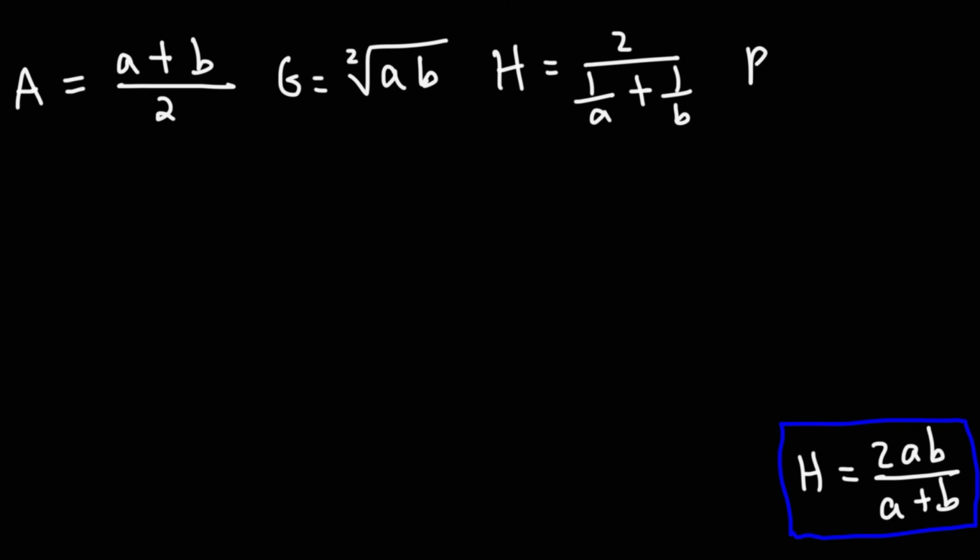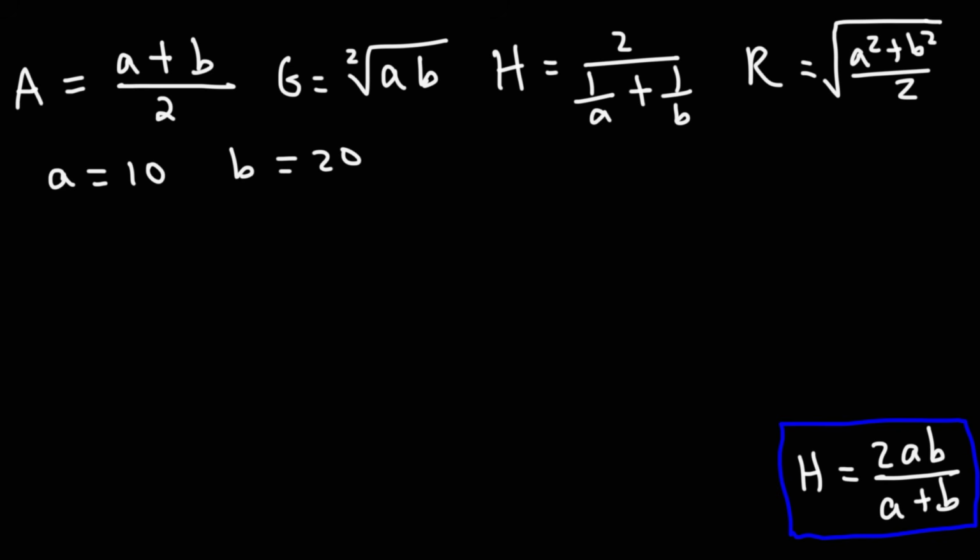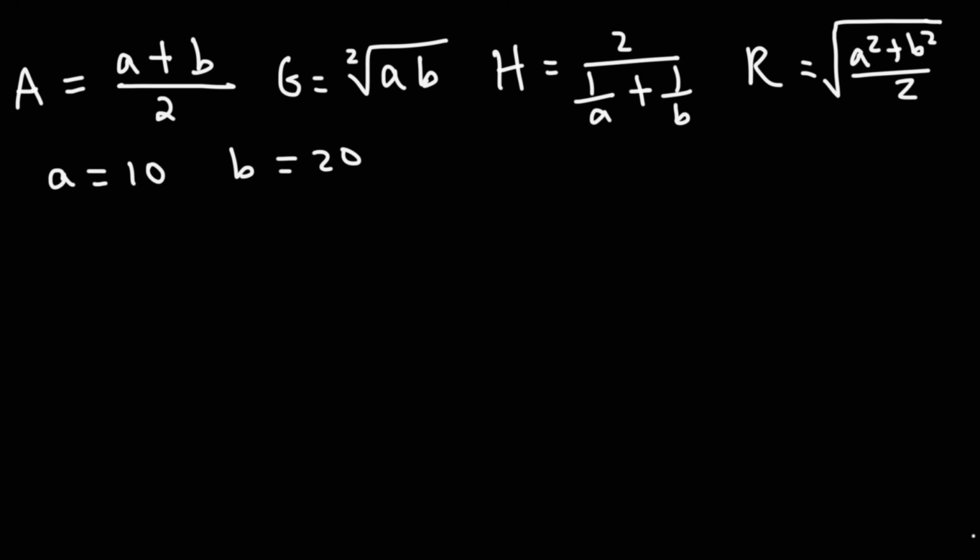Now the root mean square of two numbers, which I'm just going to call r, we said it's equal to the square root of the sum of the squares of those two numbers divided by 2. Now let's say that a is 10 and b is 20. Let's go ahead and calculate the arithmetic mean, the geometric mean, the harmonic mean, and the root mean square of those two numbers.